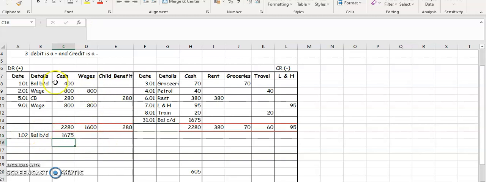Just a recap on that then. So we entered in all the transactions from the question. Then we totted up, or added up, all our analyzed columns. And then we added up our debit side to see how much money we had coming in. We added up our credit side to see how much money we had going out. We got the difference between the two to see how much our balance was. And we put it in for our carry down figure, and we brought it down to the next period. And that's how you answer and balance the analyzed cash book.